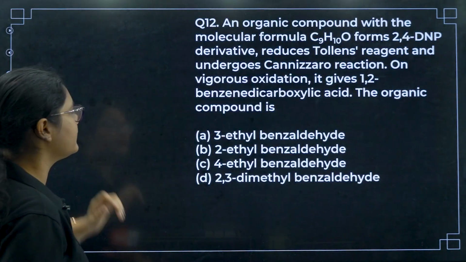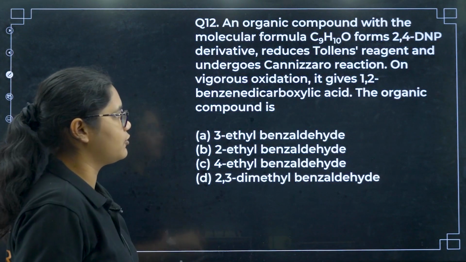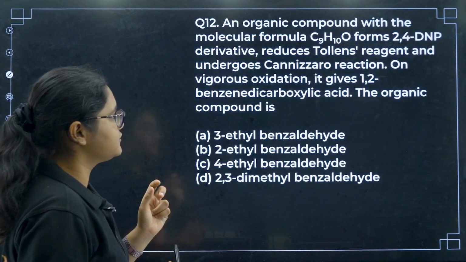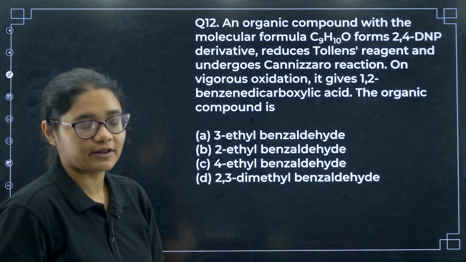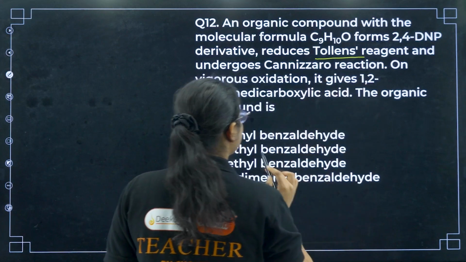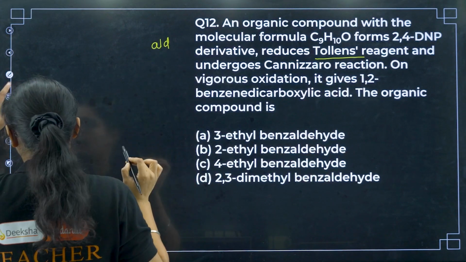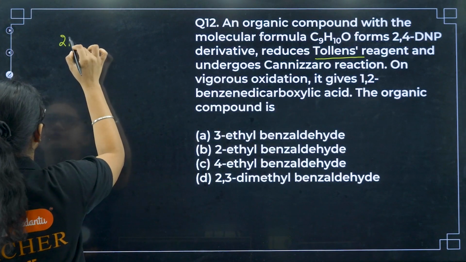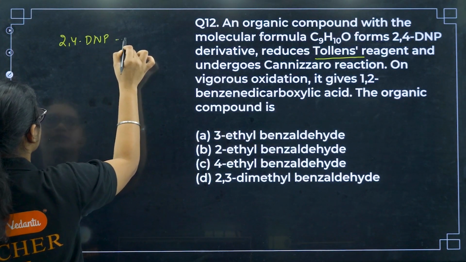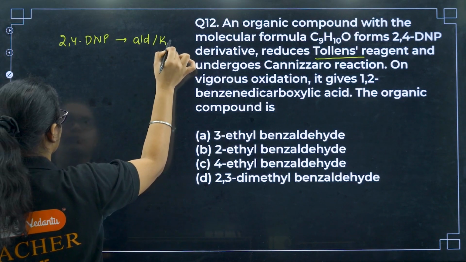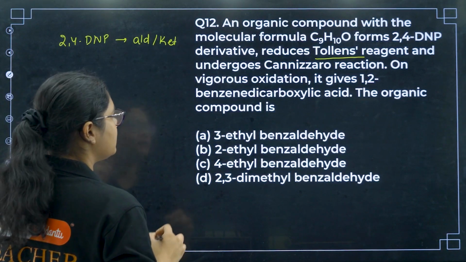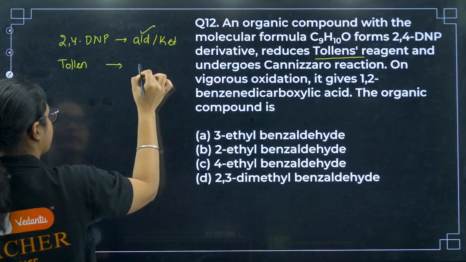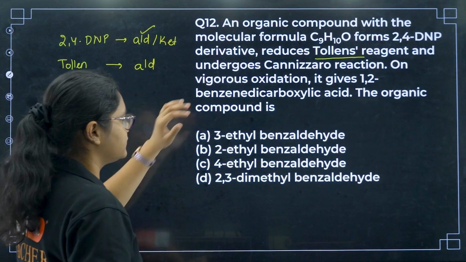Next, an organic compound with the molecular formula C9H10O forms a 2,4-DNP derivative, reduces Tollens reagent and undergoes Cannizzaro reaction. Reducing Tollens reagent tells us that it is an aldehyde. See how I can draw the conclusion. First, it is saying it forms 2,4-DNP. It reacts with 2,4-DNP. That tells me what? It can be an aldehyde or a ketone group. Next, it is telling that it reduces Tollens reagent also. So if Tollens reagent is there, then I can tell that it is not a ketone, it is only an aldehyde.